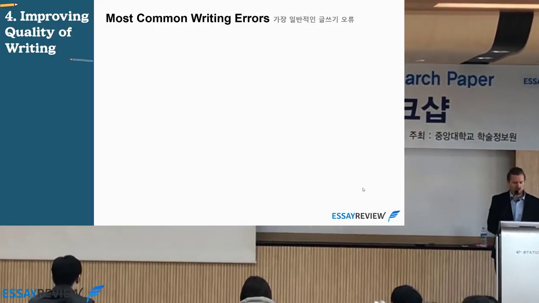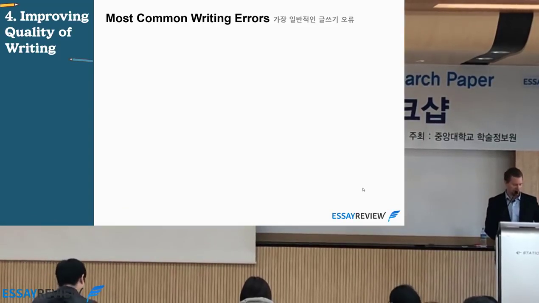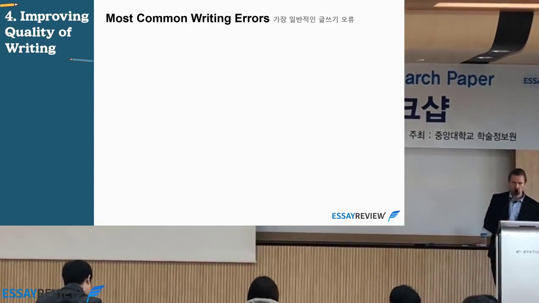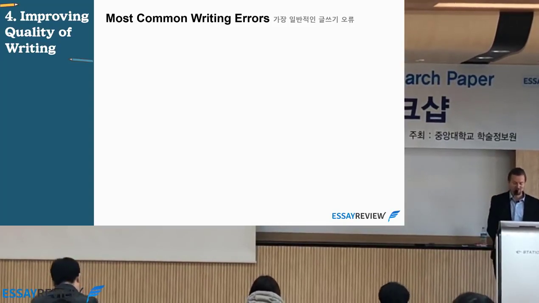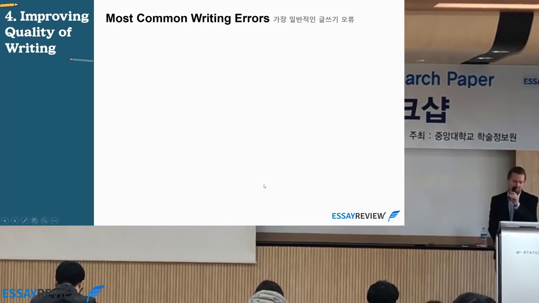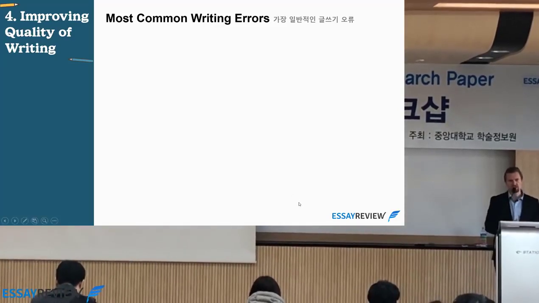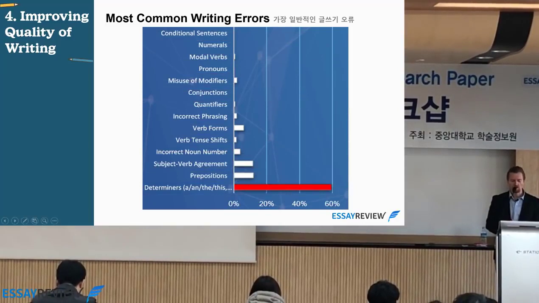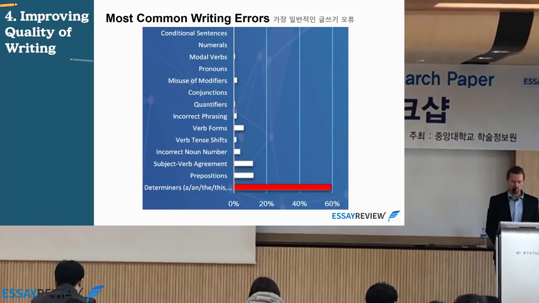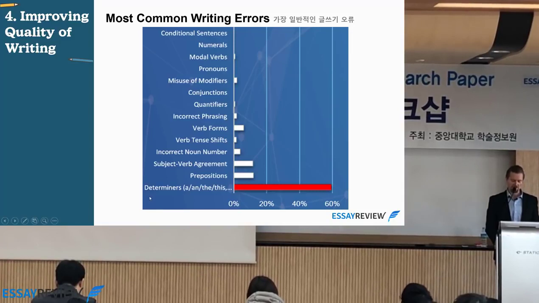Okay, so let's talk now about improving some writing errors. Some of you, if you're a native English speaker or if you're quite good at English, might be sort of annoyed by some of these, but we want to show you some of the biggest grammar issues that writers make. So the biggest one, you might guess, is determiner misuse: a, and, the, this, that, these, those.